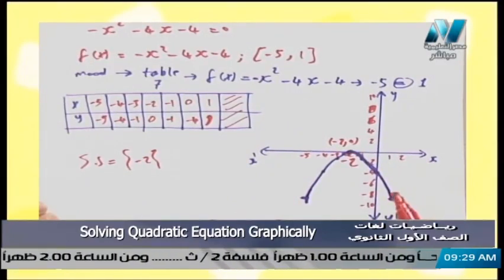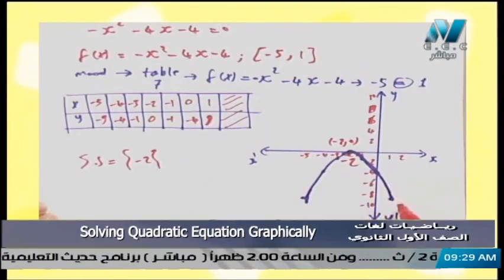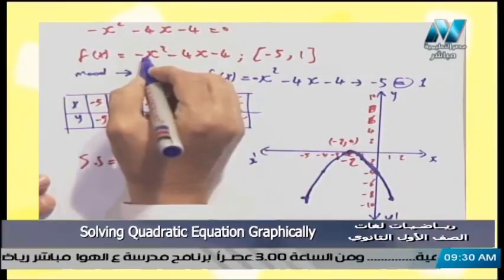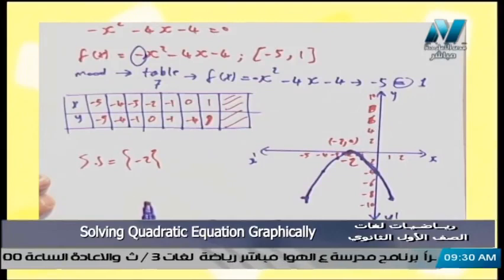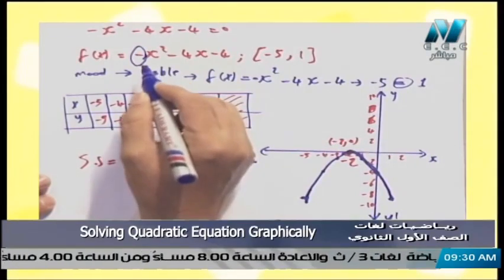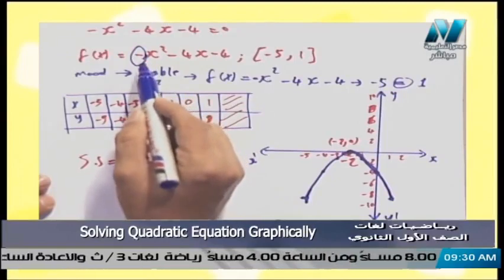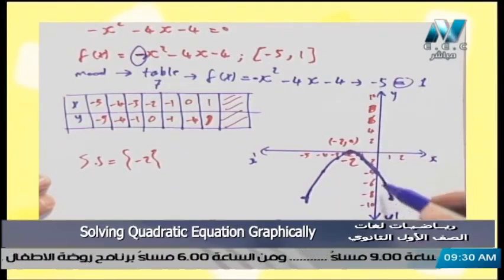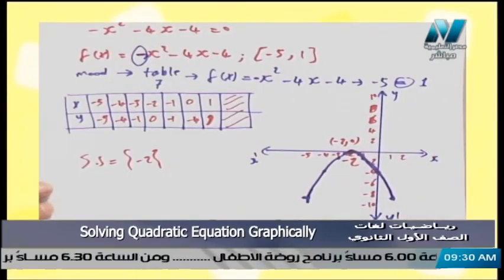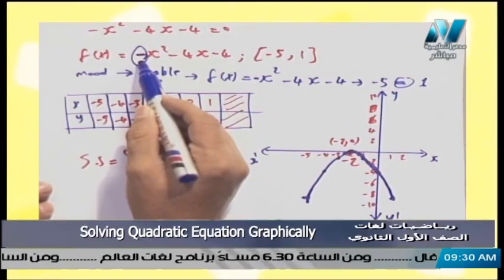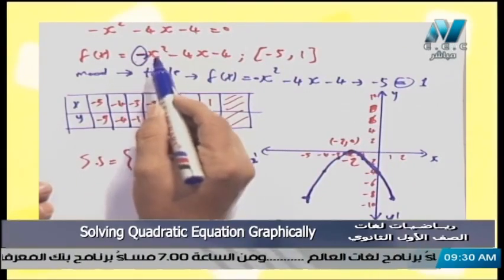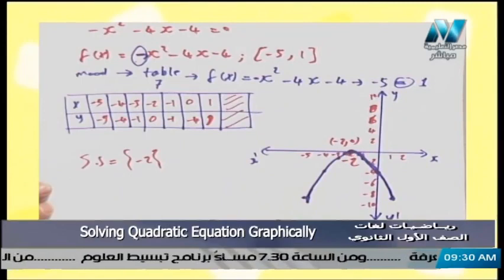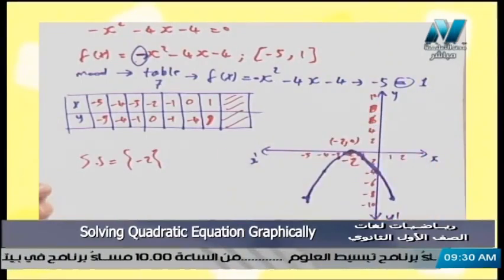Okay, and notice that it's a down curve, and look here, the coefficient of x power 2 is negative. So take it as a rule, if the coefficient of x power 2 is negative, it will be a down graph. Okay, if we have negative real number times x power 2, and the coefficient is negative, then it will be down. But if it is positive, the curve will be up.